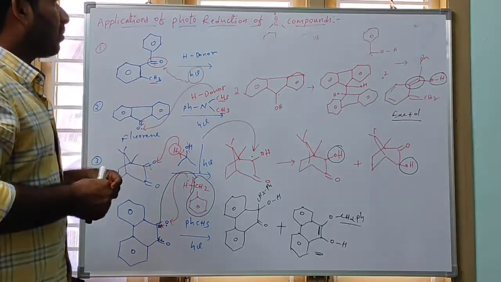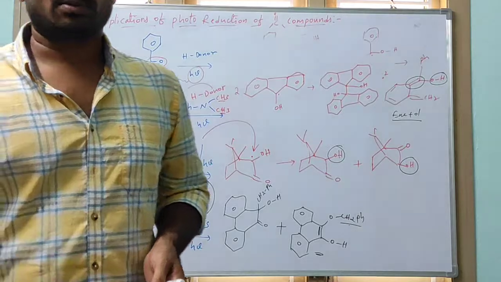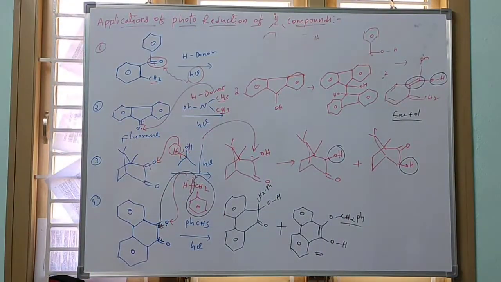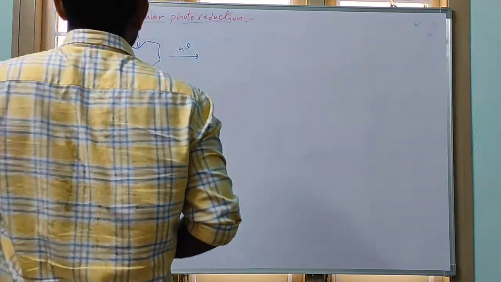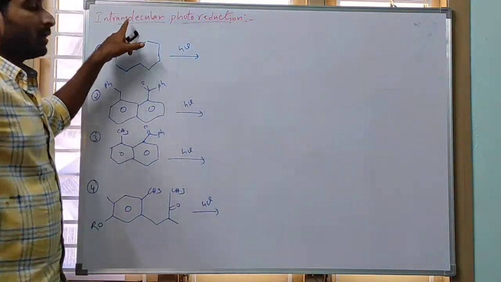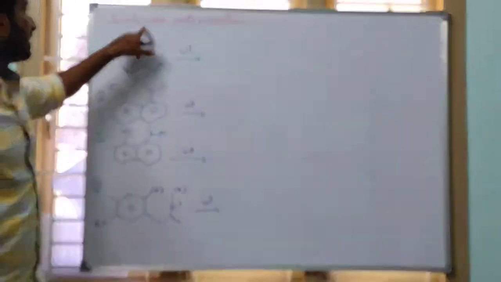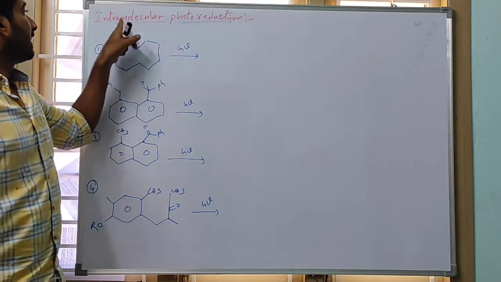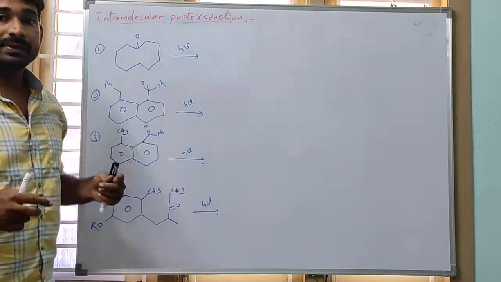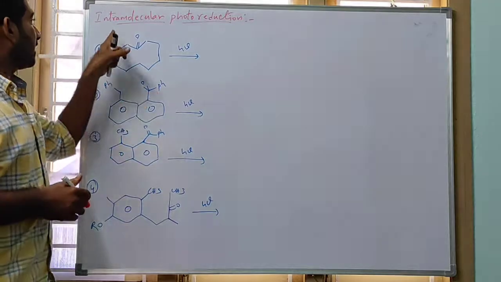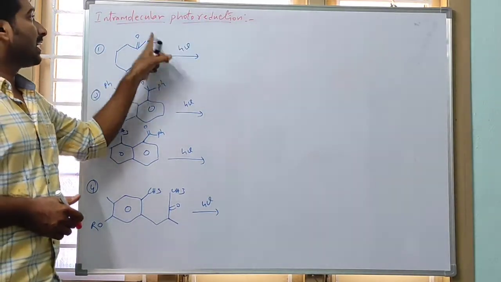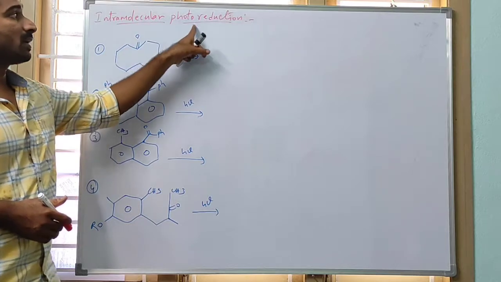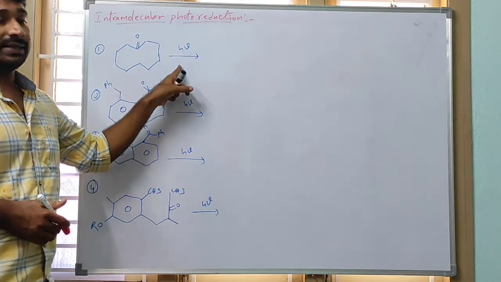Next, intramolecular photoreduction. Next, continuation for the photoreduction. Now in this case, intramolecular photoreduction. Intra means within the molecule. Inter means between the molecules. Here, intramolecular means within the molecule, photoreduction is undergoing. That type of reactions are called intramolecular photoreductions in presence of light.